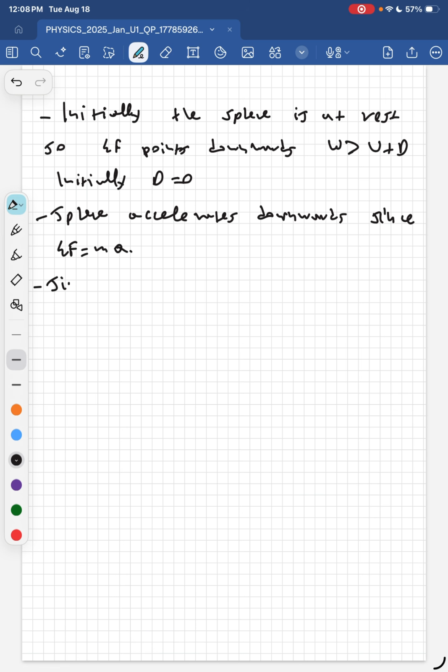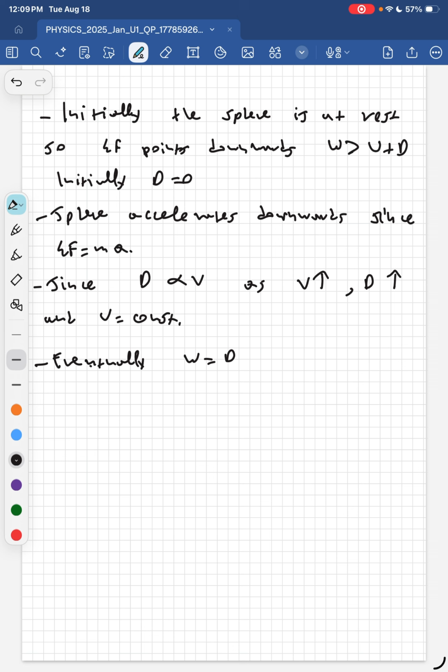Now since the drag is proportional to the velocity, as the velocity increases, the drag increases, and the upthrust is constant. It doesn't depend on the velocity. So eventually, the weight becomes equal to the drag force plus the upthrust. So the sum of all forces is 0. Thus, the acceleration is 0. So the sphere reaches a terminal velocity.